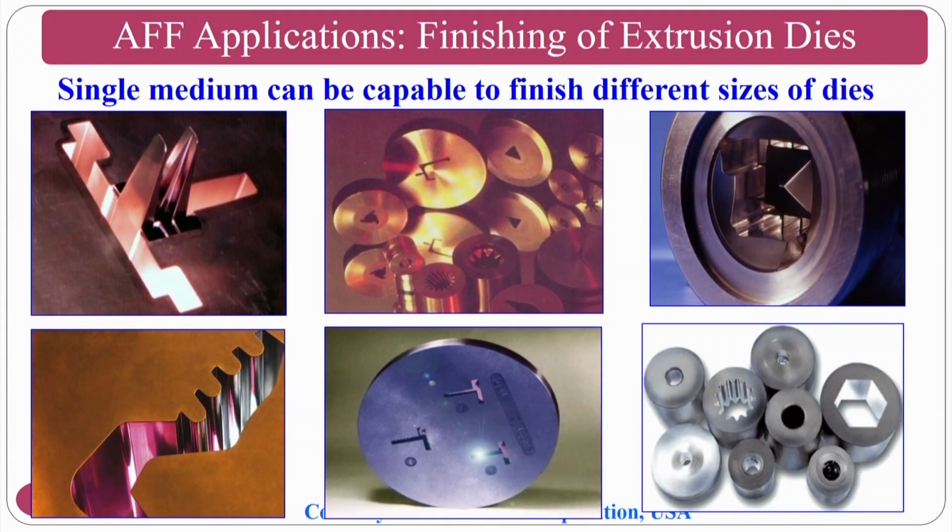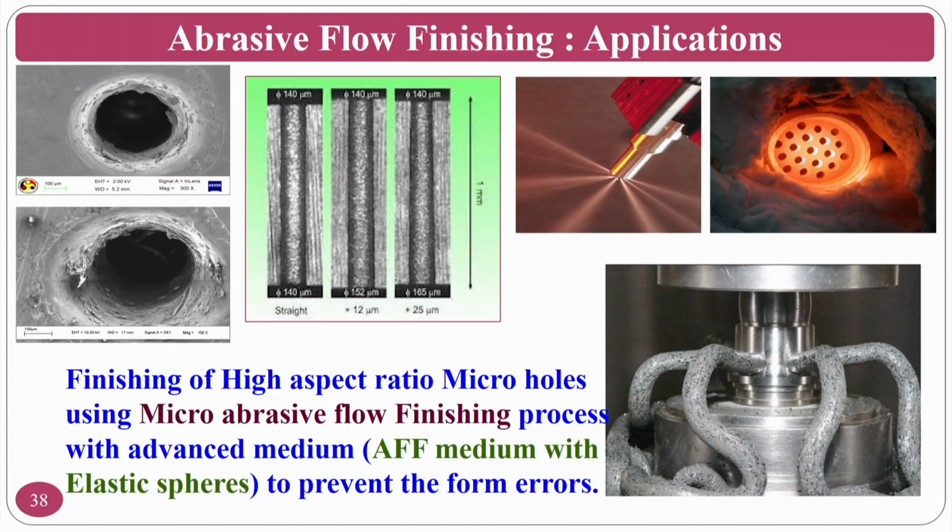These are the extrusion dies. Various types of extrusion dies can be finished by the abrasive flow finishing process, and you can also do the finishing of multiple holes in a die. Okay. That also is possible. So, this is what I am talking about, the recast layer.